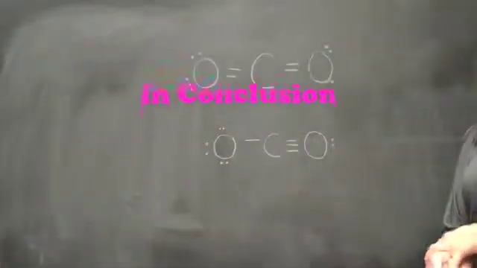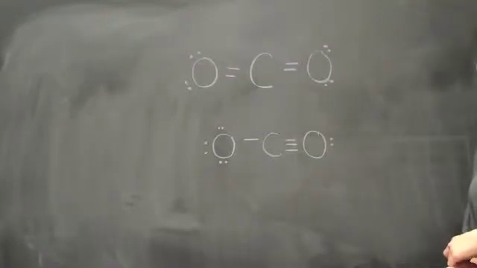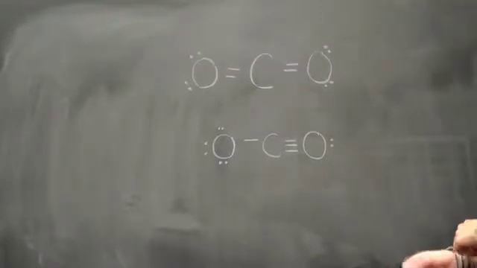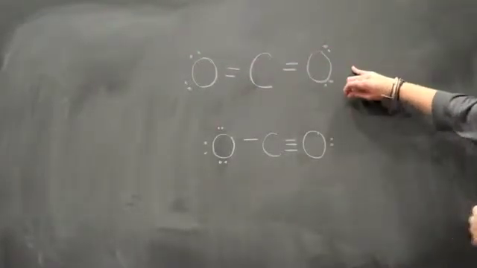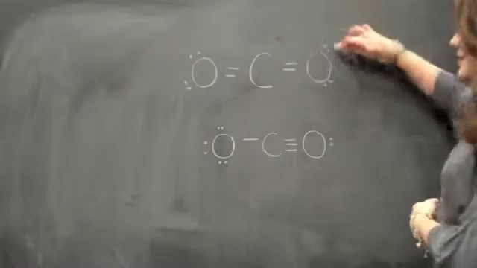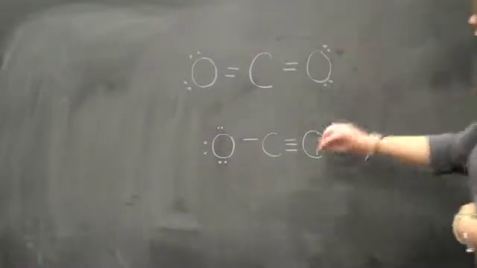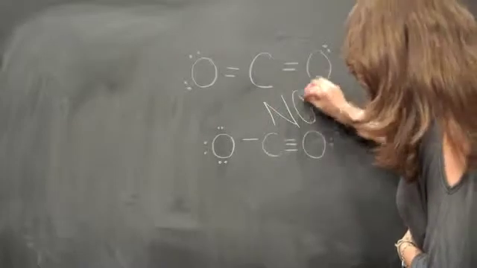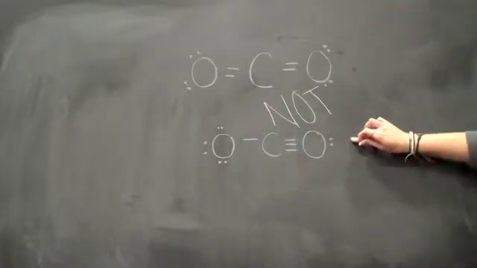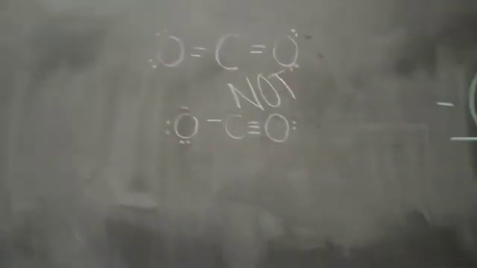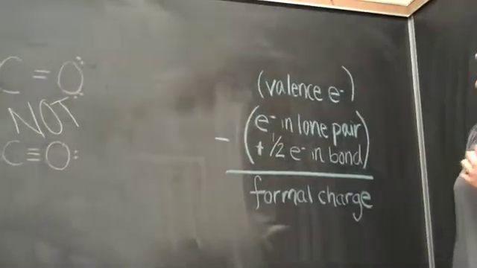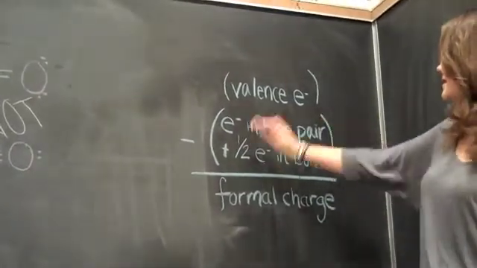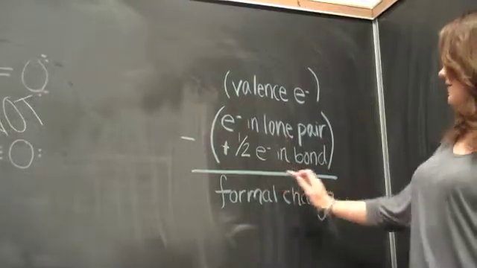Formal charges are used to ensure that Lewis dot structures are shown in the most stable state. For example, with carbon dioxide, this is the most stable state for Lewis dot structure, not this Lewis dot structure. In summary, this is how you determine the formal charge. Valence electrons minus the electrons in the lone pair plus half the electrons in the bond.